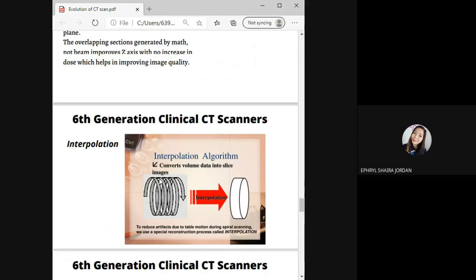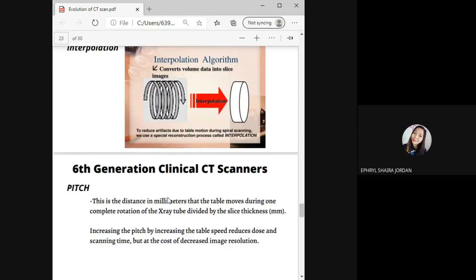So, ang interpolation is basically a mathematical algorithm. It's more on the post-processing. So it is made possible. So to reduce artifacts due to table motion during spiral scanning, we use a special reconstruction process called interpolation. So this data were converted to slice images dahil yan sa interpolation.